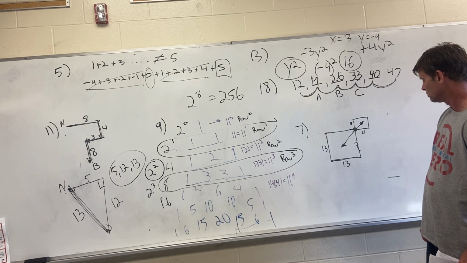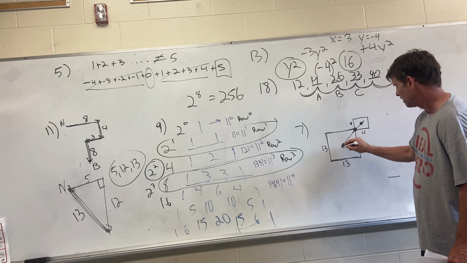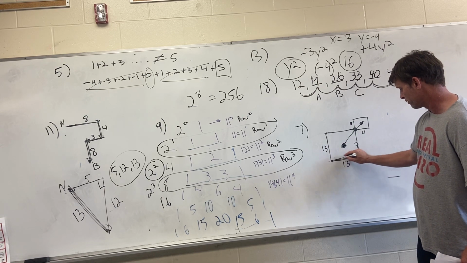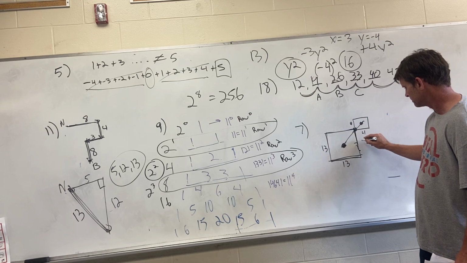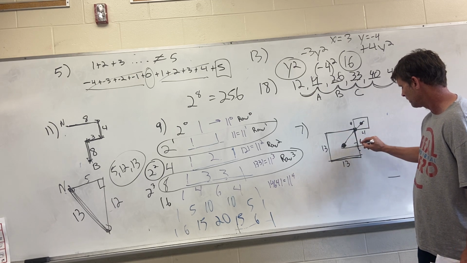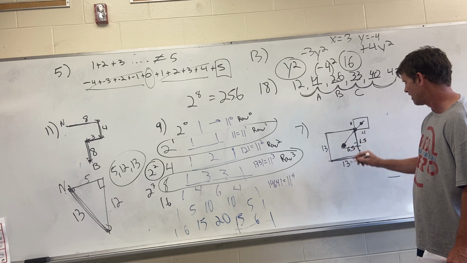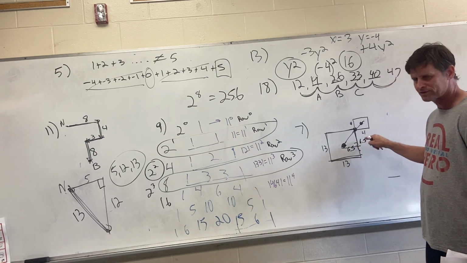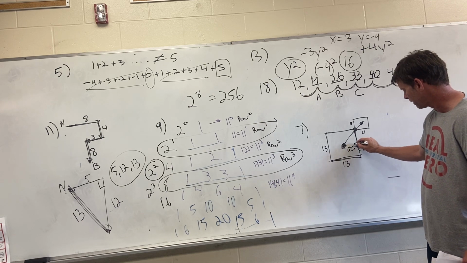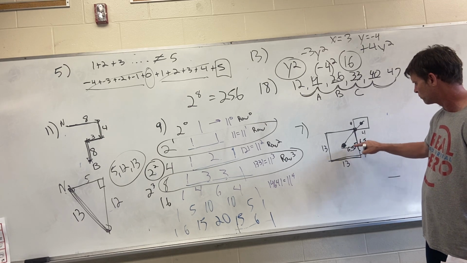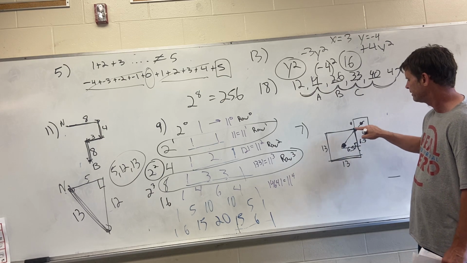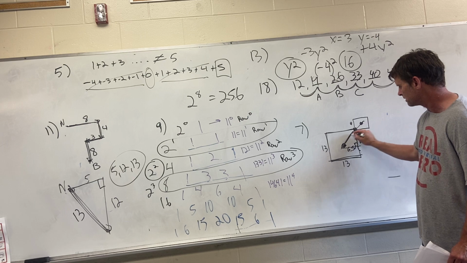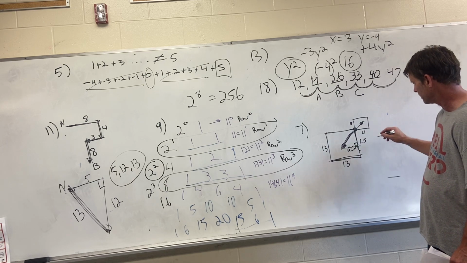So what you have to do is say, if this is 13, then this is 6.5, and this is 6.5. All right, and then you do 6.5 squared. This is a Pythagorean theorem problem. 6.5 squared plus 6.5 squared is c squared. All right, and then that's going to give you this distance.